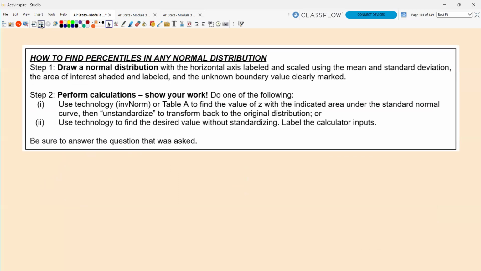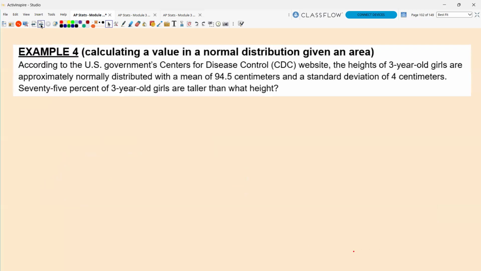Now let's talk about how to get percentiles. In this case, we're going to work backwards to get them. I'm going to show you two ways to do it. The first way is the old-fashioned way. We're going to use table A, get a z-score, and work backwards.